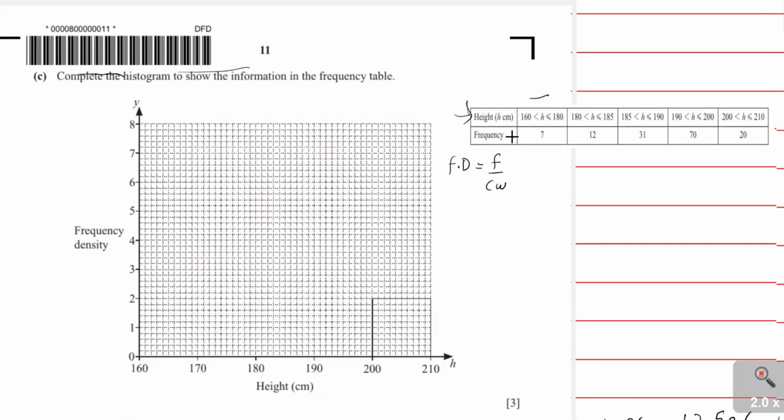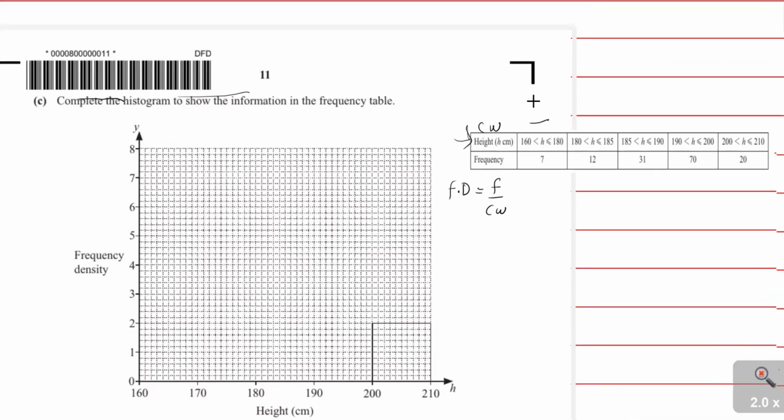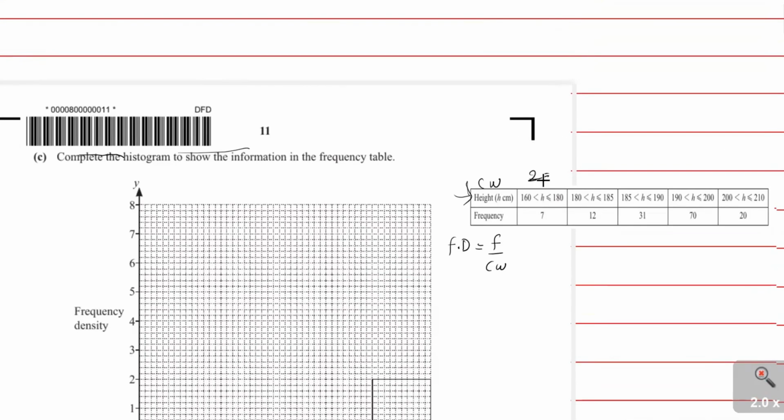And the class width we can calculate as the difference between the upper and lower limits of the class interval: 180 minus 160, this value is equal to 20. Next, 180 to 185, this is 5. And 185 to 190, the difference is 5. And next, 190 to 200, the difference is 10. And 200 to 210, the difference is 10.